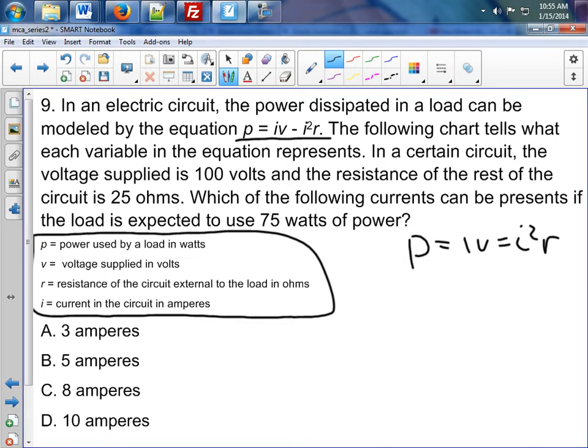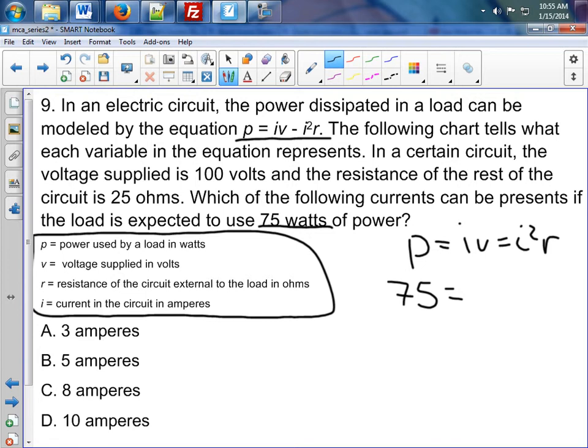Anybody know what the I stands for? Isn't that the imaginary thing? This is where you would use imaginary numbers in the real world. So, P stands for power used by a load in watts. Which of the following currents can be present if the load is expected to be 75 watts? So instead of P, what can I put? 75.